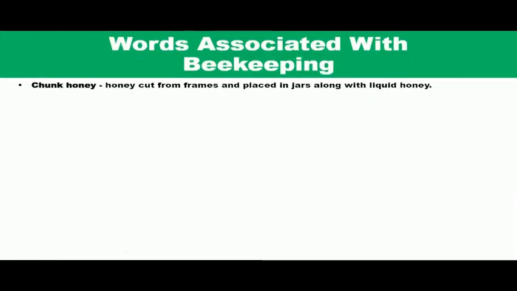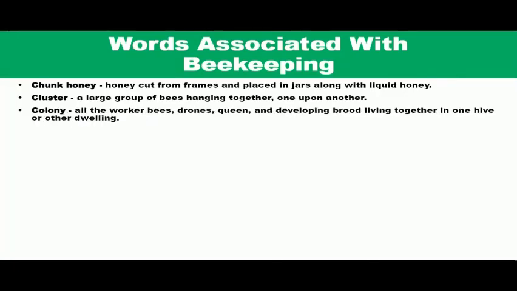More words associated with beekeeping. Chunk honey is the honey cut from frames and placed in jars along with liquid honey. Then the cluster is a large group of bees hanging together one upon another. That's a cluster, okay? Then colony: all the worker bees, drones, queen, and developing brood living together in one hive or other dwelling. We call them a colony of bees.